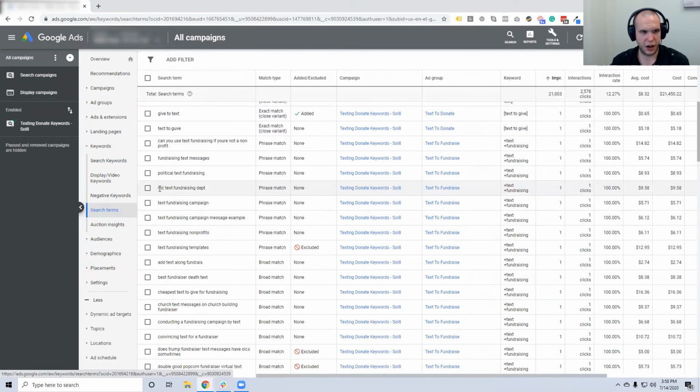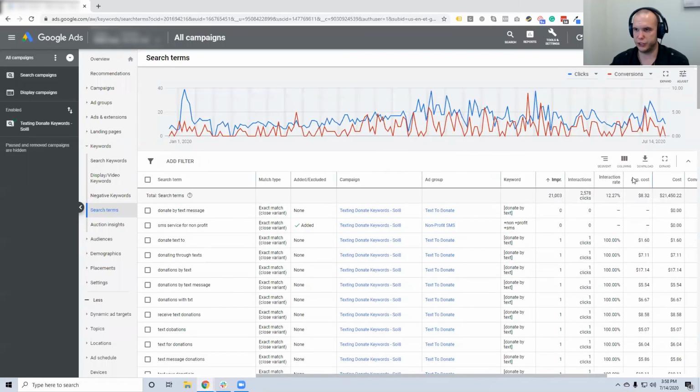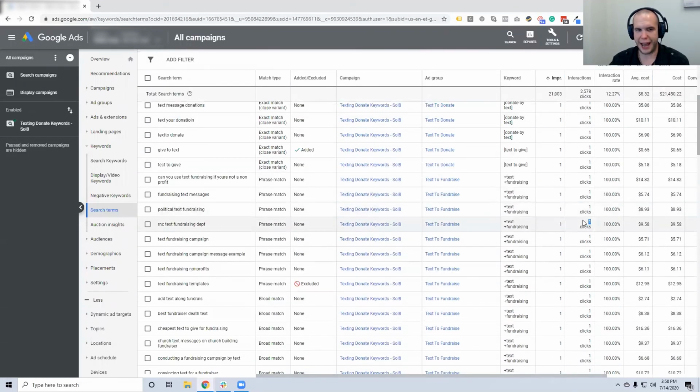Let's see, RNC, text fundraising department. Well, we're using text fundraising. Now, this is, I think, the Republican National Committee, and they're looking for the department. I can add this as a negative key phrase here, but there's only been one impression and one click this year. So if I added that as a negative key phrase, it wouldn't have helped anything, because in the last 7 months and 14 days, it happened one time and hasn't happened again. So adding a negative keyword would have made zero impact.